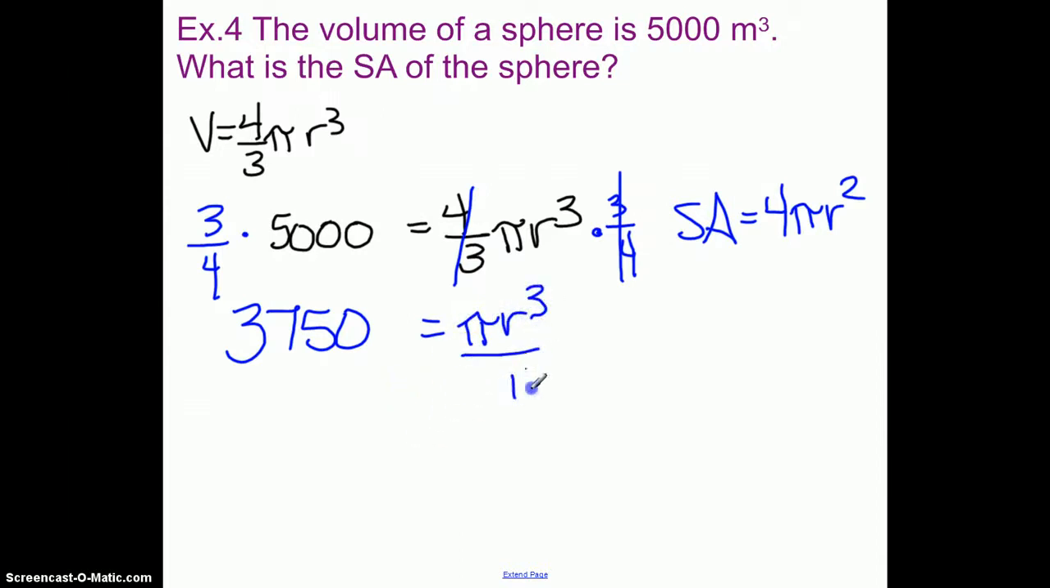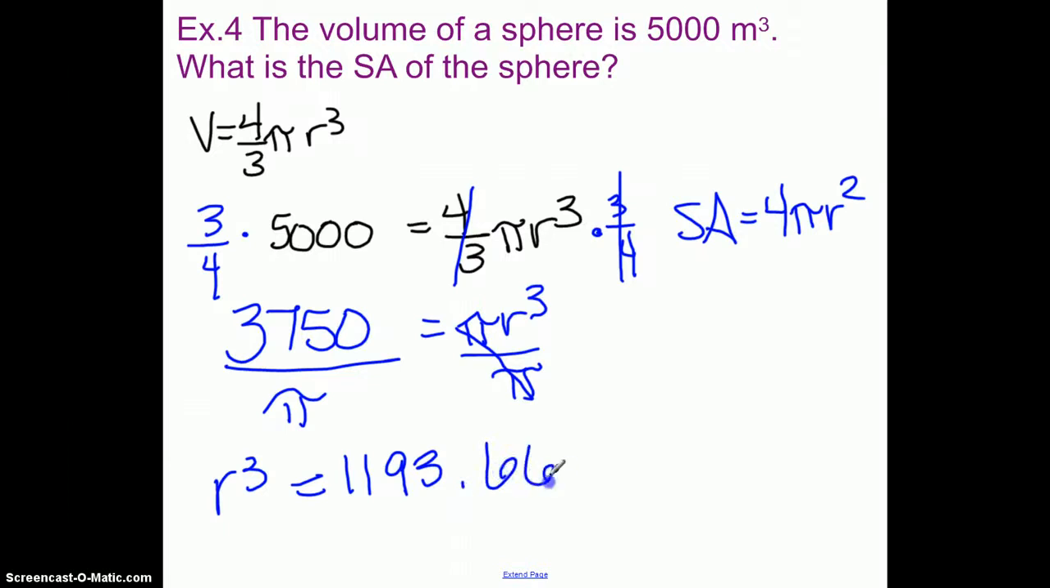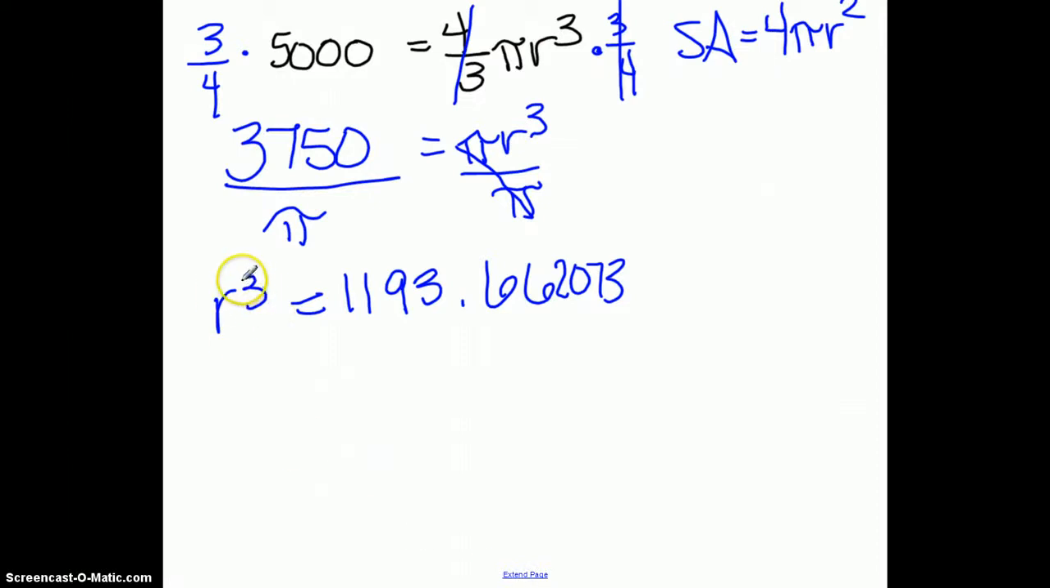Okay, now I need to get rid of pi. So I'm going to divide it by pi. So that means that these will cancel out. I'm going to move the r cubed to this side just so you can see what I'm doing. 3,750 divided by pi would be 1193.662073. Now we haven't talked about this before, but if it were squared, I would do a square root.